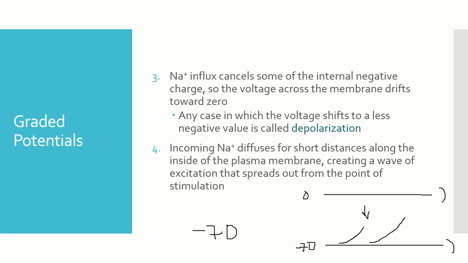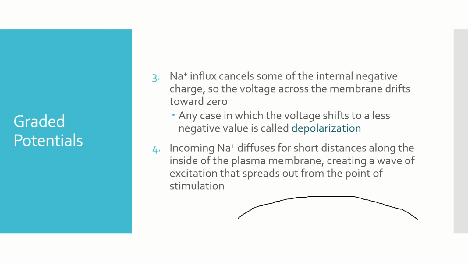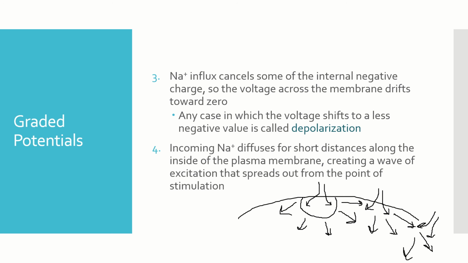That incoming sodium is going to diffuse for really short distances along the inside of the plasma membrane. So if we have the inside of the plasma membrane and we have a bunch of sodium incoming, it's going to move from areas of high concentration right here outward just a little bit to areas of low concentration until we've reached equilibrium on the inside. And it creates a wave of excitation because as sodium moves along the membrane, we're going to see the opening of more voltage-gated ion channels, which are then going to spread more ions, and then we see the influx of more, just like we saw with propagation of a signal down a muscle cell.